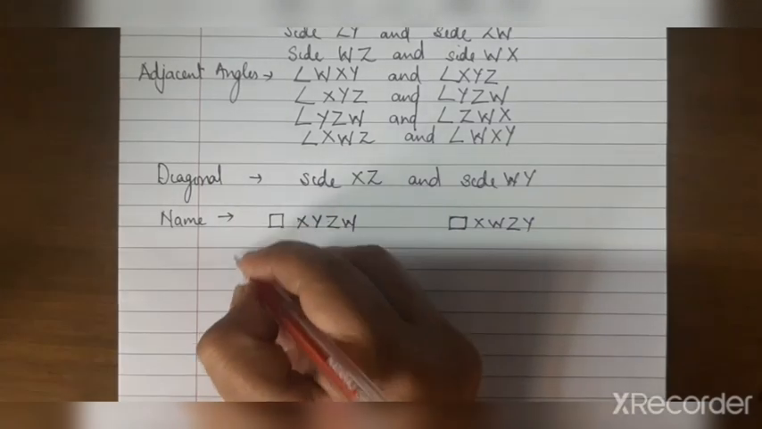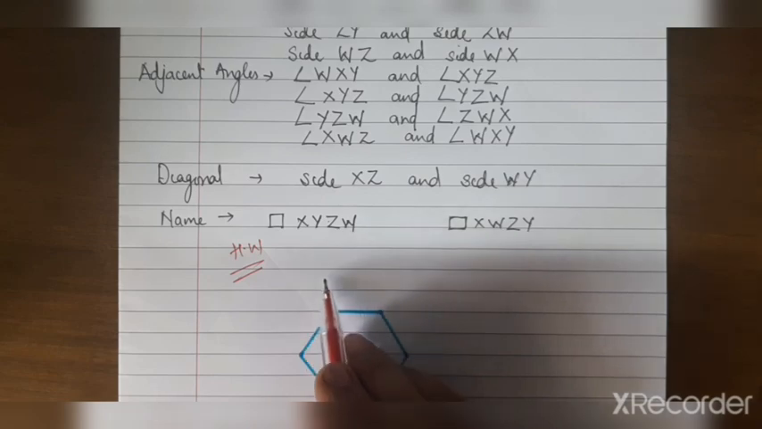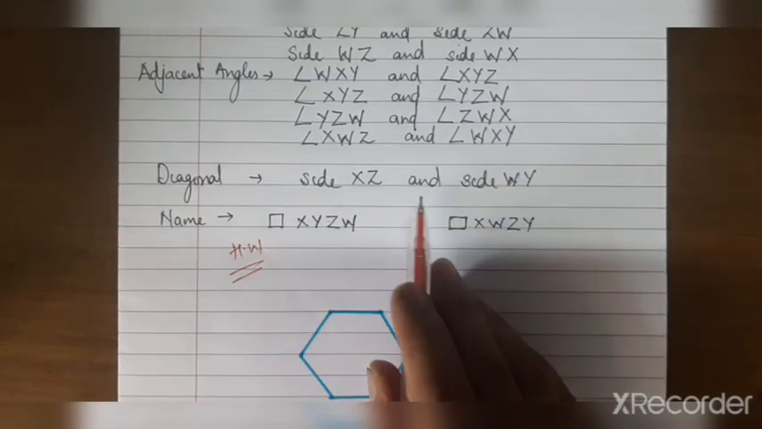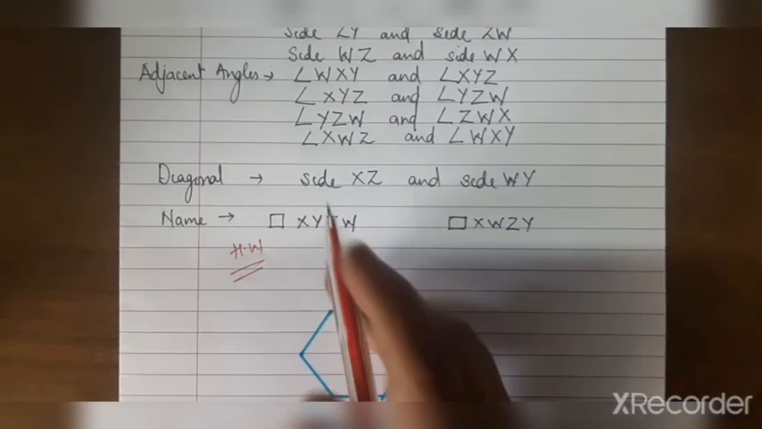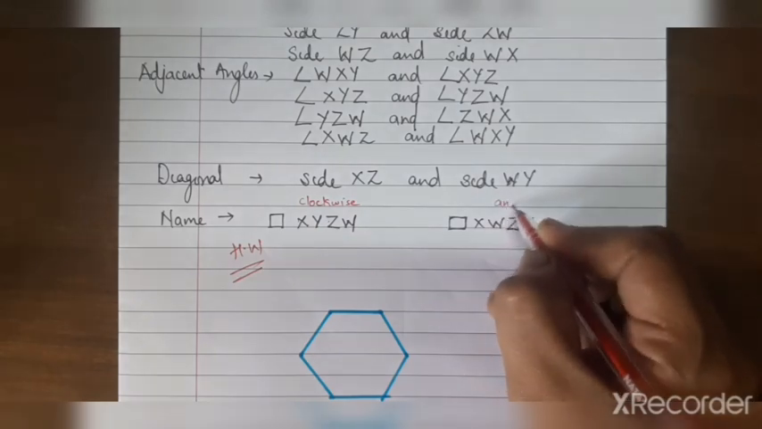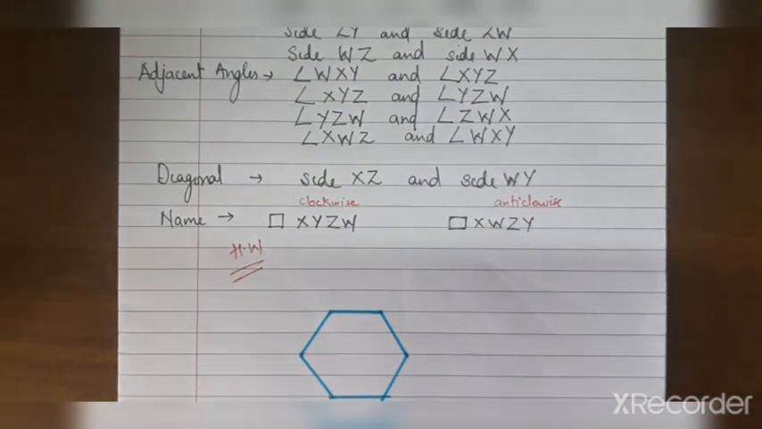I have written 1. So here 3 names will come more and here 3 names will come more. So altogether 8 names, 8 different ways. This is clockwise I have written. And this is anti-clockwise I have written. 1. Remaining you all will write.